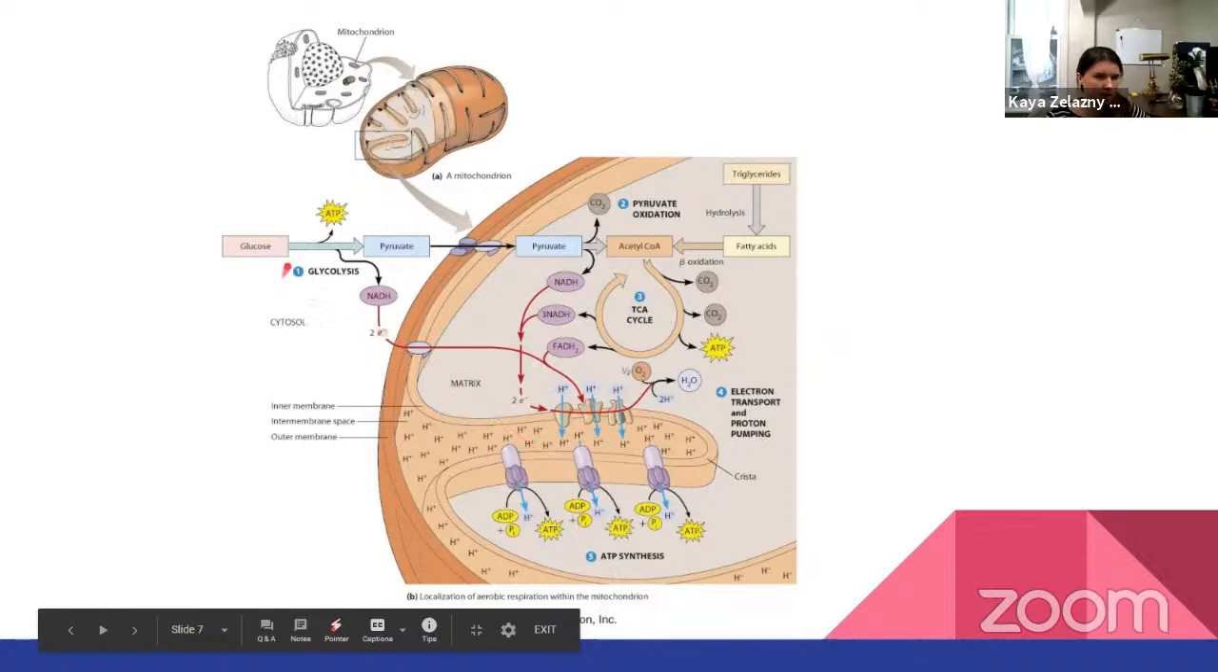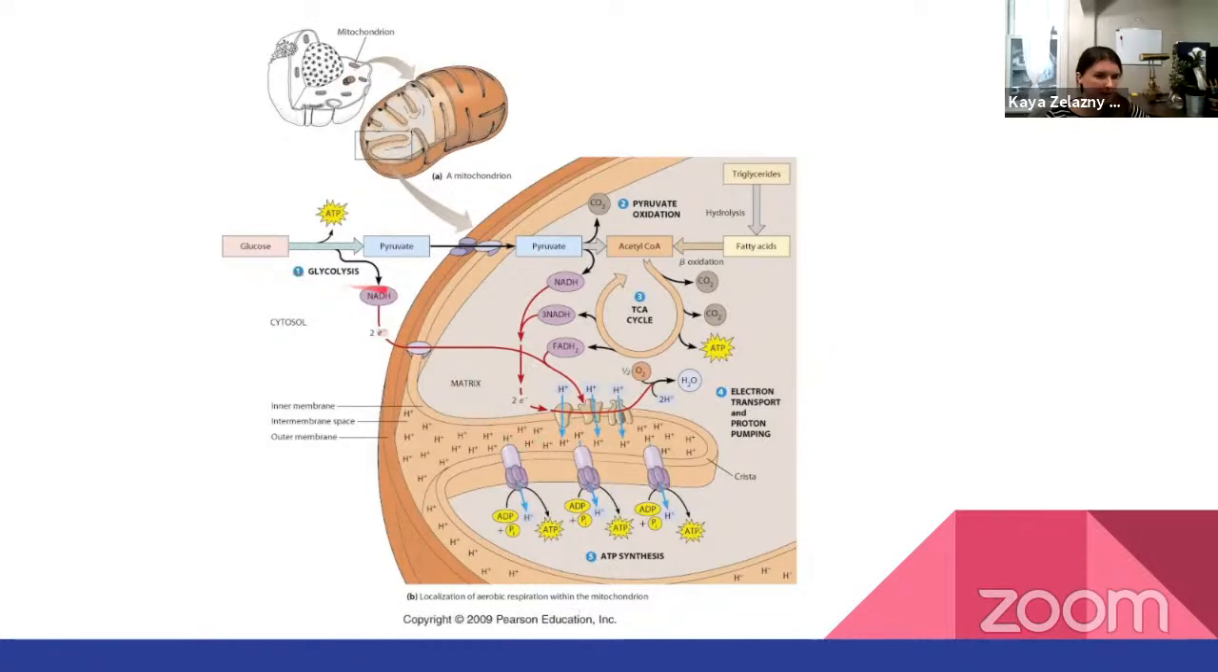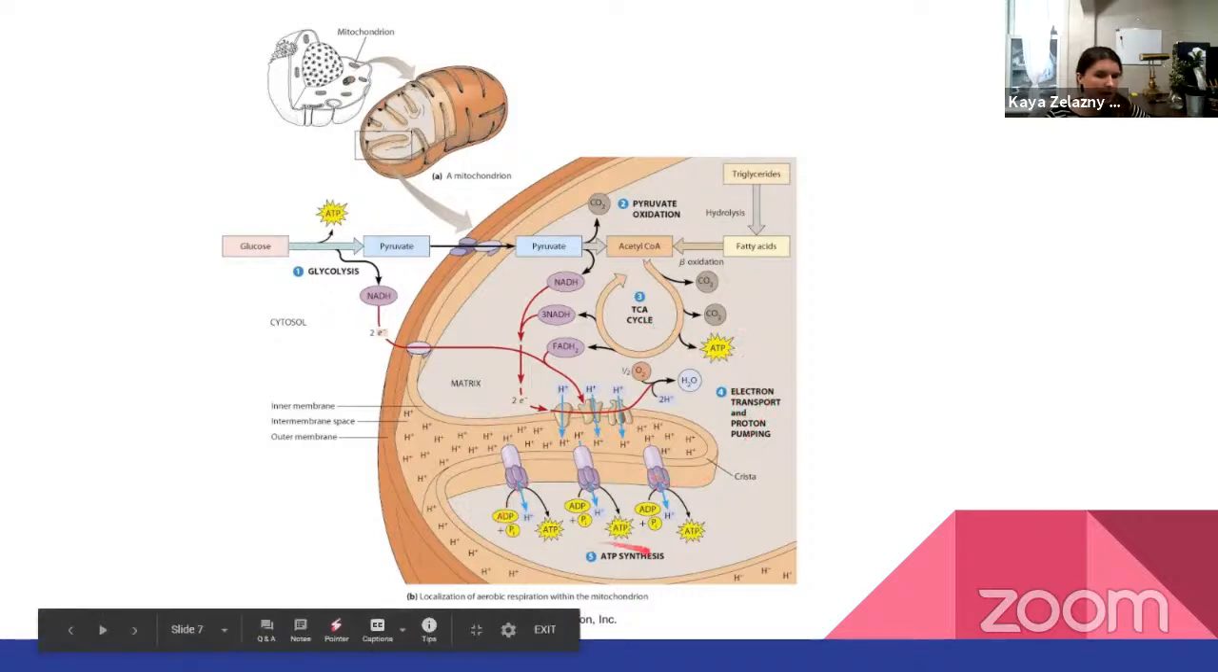So this is really all our steps that are part of aerobic cellular respiration. So we have glycolysis, pyruvate oxidation, the TCA cycle, the electron transport chain, and then at the end we have our actual ATP synthesis where we make a ton of ATP.